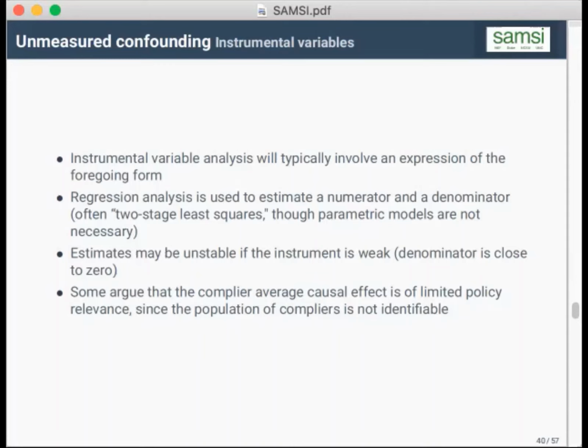On the other hand, the compliers are precisely the group of people for whom we know how to toggle their treatment value and for whom we know how to have a causal effect on their outcome. And so there's some thought that we're getting at something fundamental and mechanistic and explanatory when we estimate this causal effect.